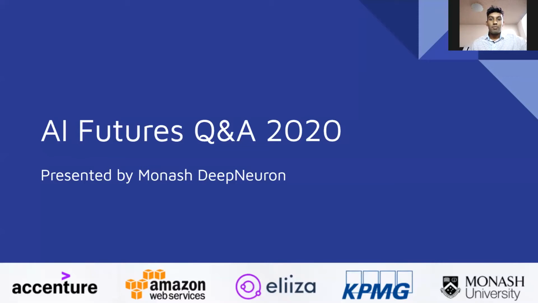As you all know, this event will be running from 3 to 5 p.m. We are going to start by asking the panelists some questions that the organizers here at Monash DeepNeuron have collated. That will go for roughly an hour. And then I will be handing it over to my colleague, Stephen, who will be taking questions from the audience.